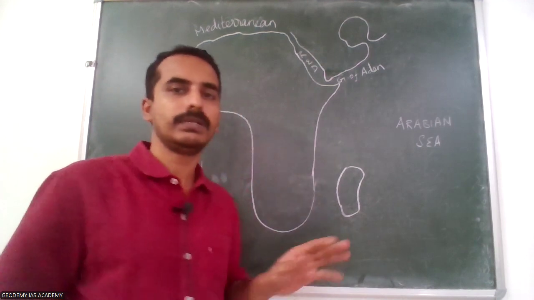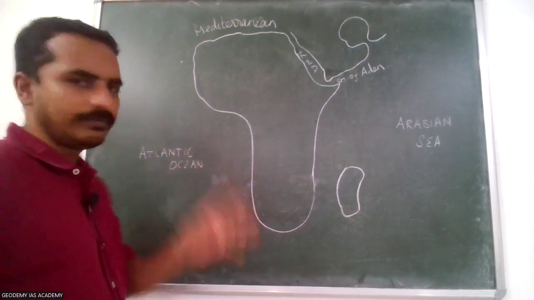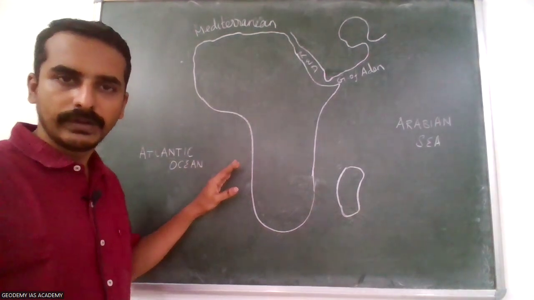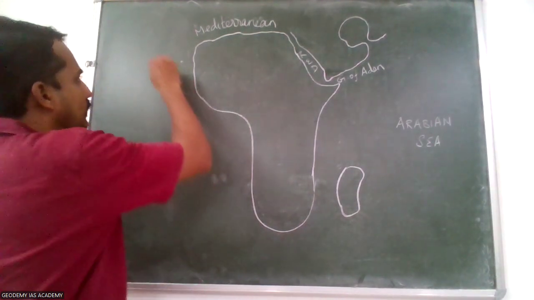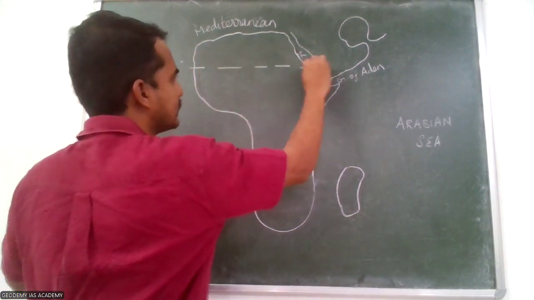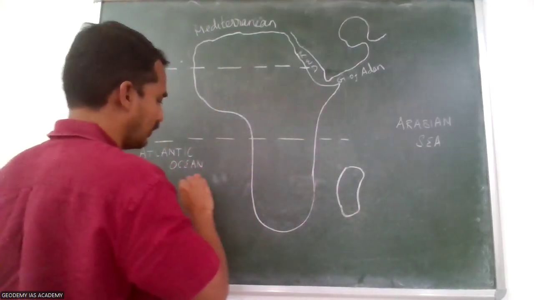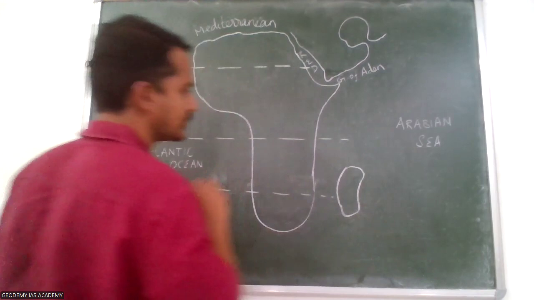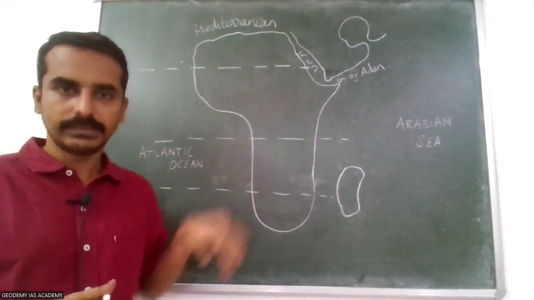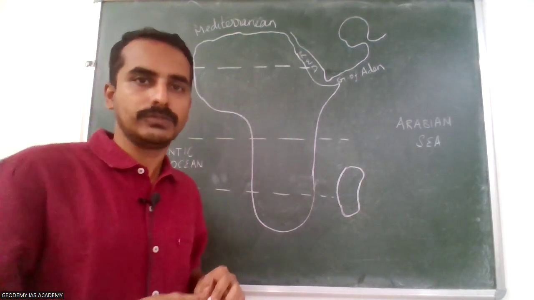So today we shall discuss the African continent, the unique features of Africa. The African continent is the second largest continent we know. The tropical latitudes, the Tropic of Cancer, the Equator, and the Tropic of Capricorn, these three latitudes pass through Africa. So Africa is the only continent through which all these three latitudes pass.